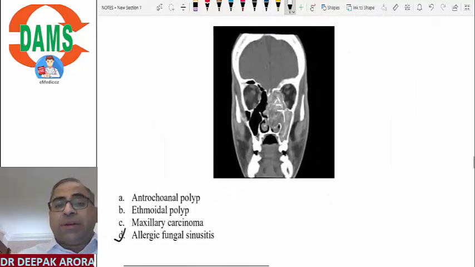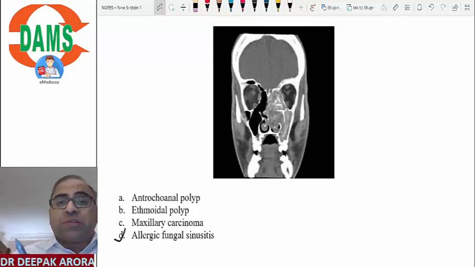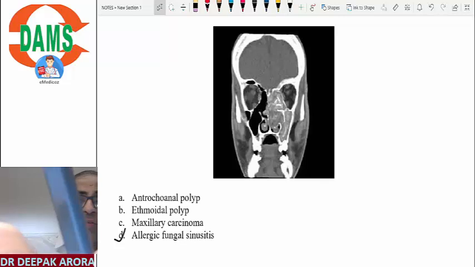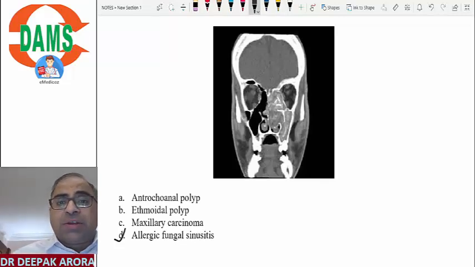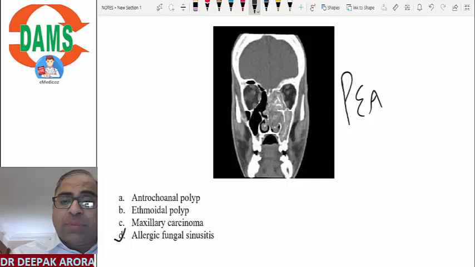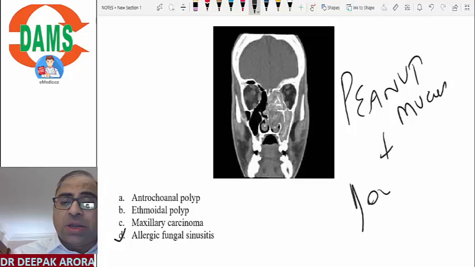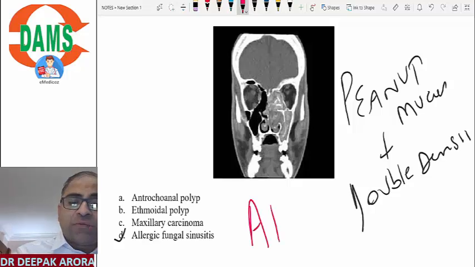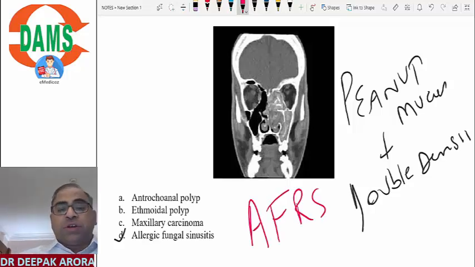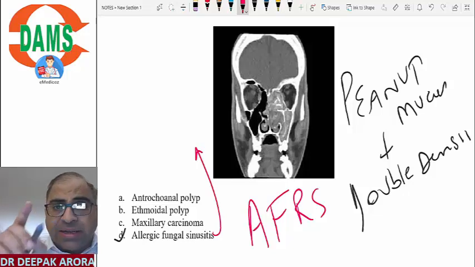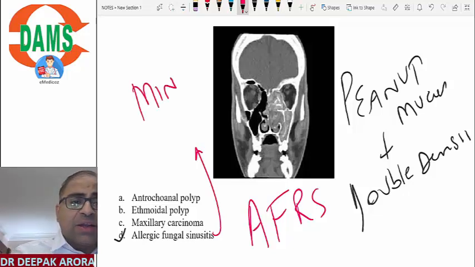So in sinusitis, it is homogeneous. It is single density. But in case of allergic fungal rhinosinusitis, it is double density. So can I make a formula for it? Peanut butter like mucus with heterogeneous double density is equal to allergic fungal rhinosinusitis. One important point. All these students are listening to me. One more important concept you should learn. In allergic fungal sinusitis, fungal culture is a minor criterion.